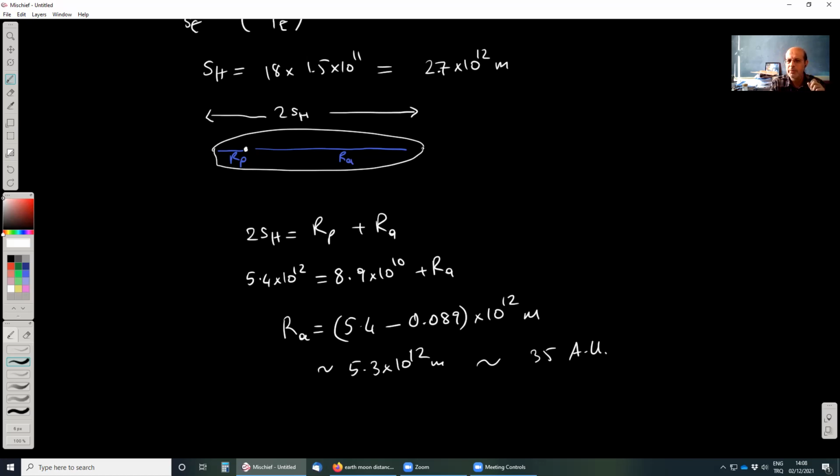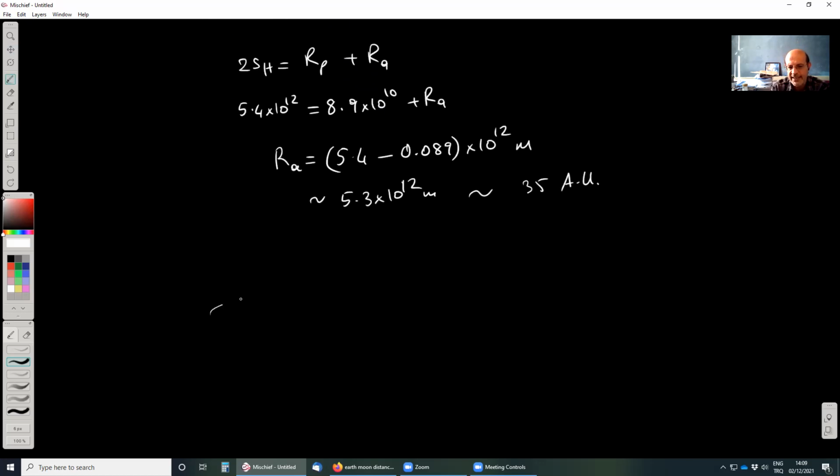I'm not really sure about this, if they can see it with telescopes or not, but in any case, it's too far away from us. So it basically spends most of its time in these places in here, in this region. Okay, so what about the eccentricity in here?